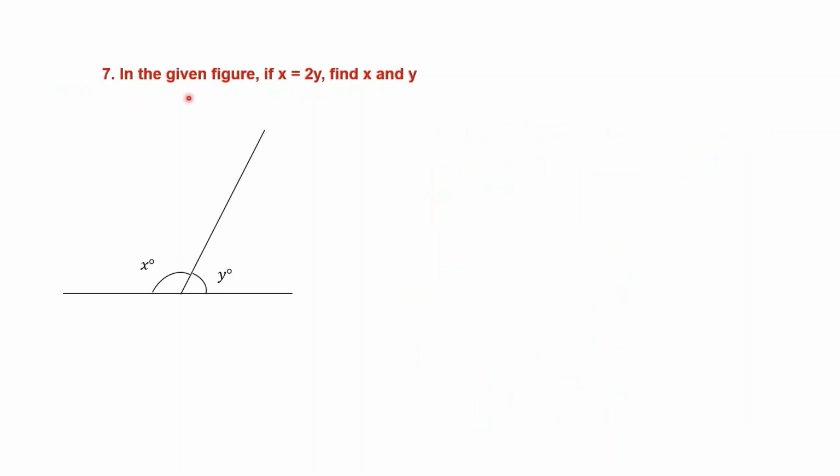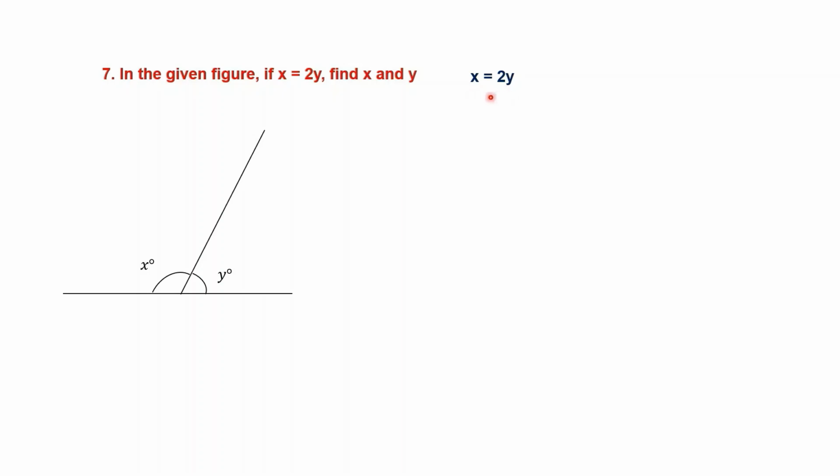Question 7. In the given figure, if x is equal to 2y, find x and y. So there are two angles that we need to find the value of. And as you can see, they are on a straight line. That means they will equal 180. That means they are a linear pair of angles. Now let's write what's given to us. This is given to us.